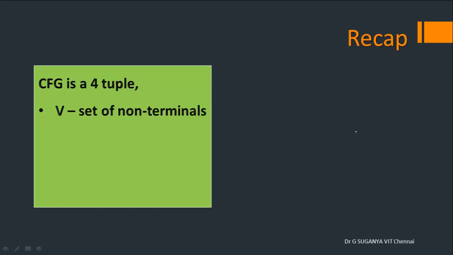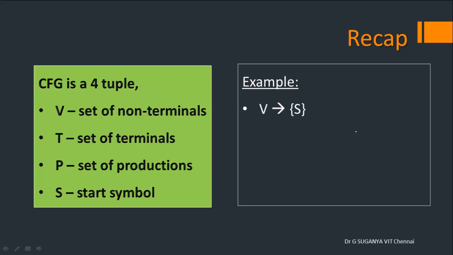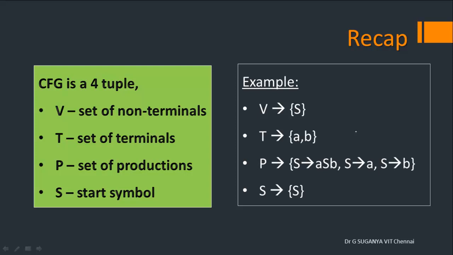Context-free grammar is a four-tuple: V, the set of non-terminals which can be expandable; T, the set of terminals that is not expandable; P, the set of productions of the form non-terminal gives combination of terminals and non-terminals; followed by the start symbol from which the derivation has to start. For example, if V has only one symbol S and T has two input symbols A and B, the productions are three: S gives A S B, S gives A, and S gives B, and the start symbol is S. So this grammar will generate all palindromes of odd length.